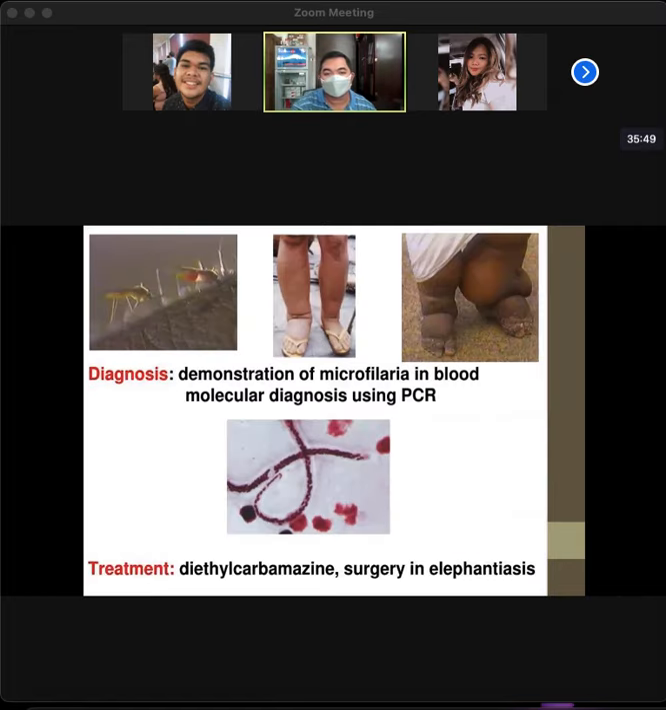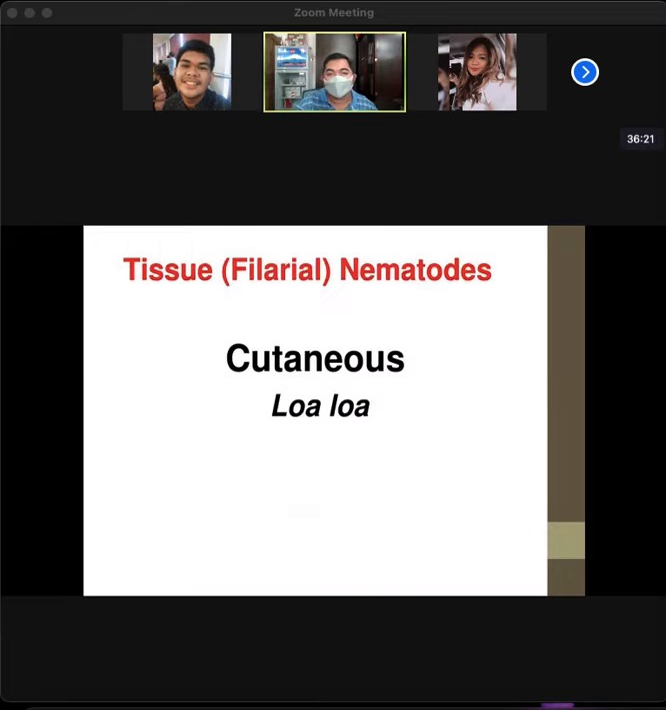So this is an example of the vector. It's a demonstration of microfilaria in blood. You can see here the picture of some elephantiasis. In terms of the obstruction, it cannot be reduced through medication. So we do some surgery for the elephantiasis, or sometimes you can give diethylcarbamazine.